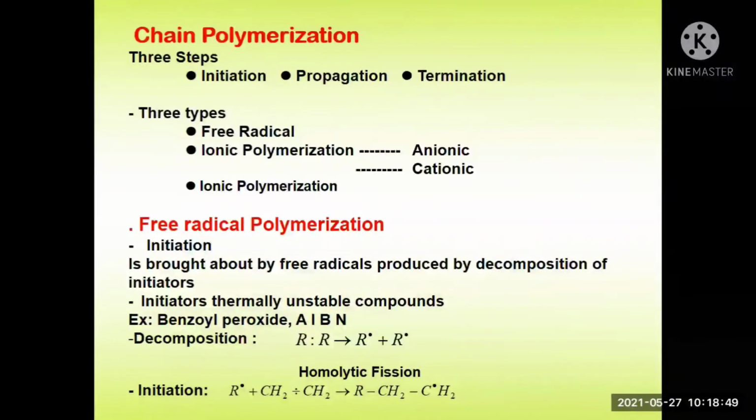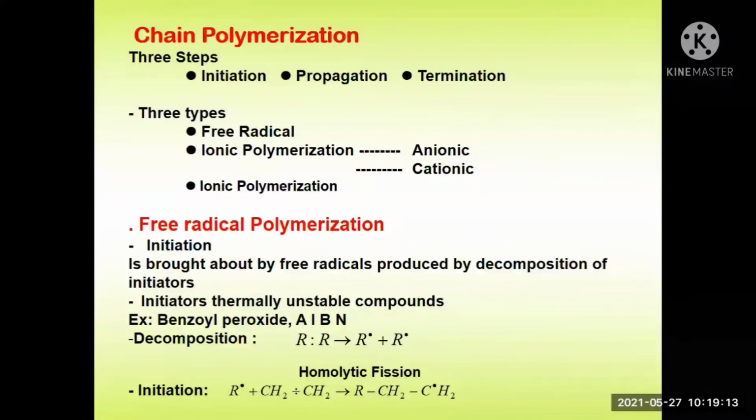And ionic polymerization can be further classified as what? Anionic polymerization and cationic polymerization. Now we will be discussing one by one. What is a free radical polymerization? What is anionic polymerization? And what is cationic polymerization? First of all, free radical polymerization.